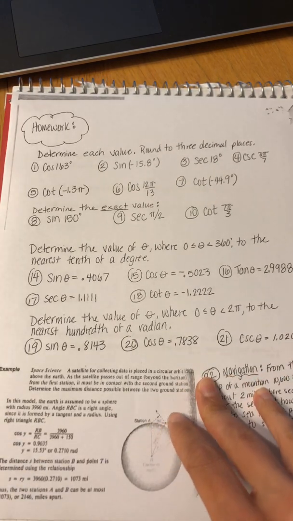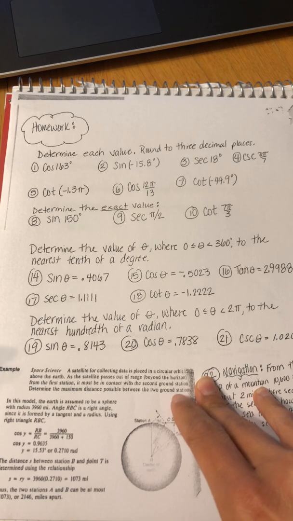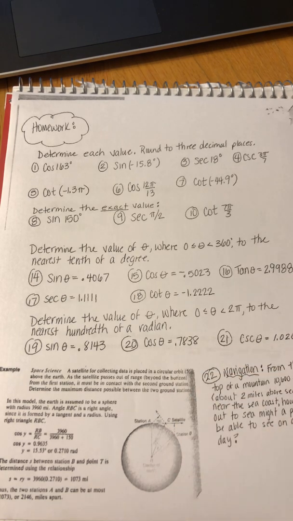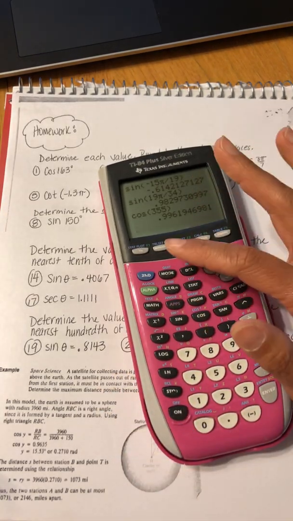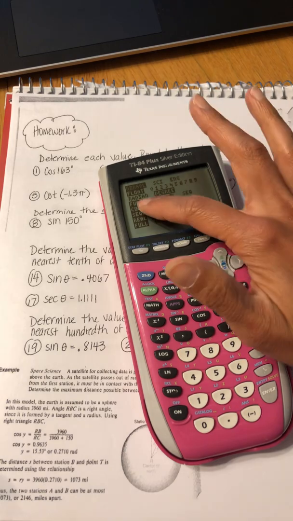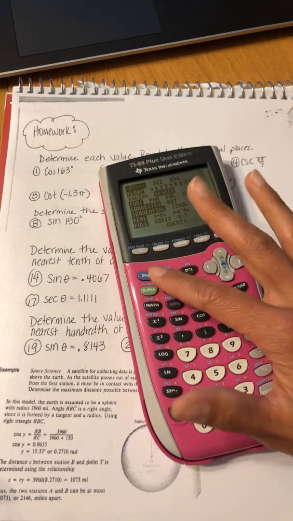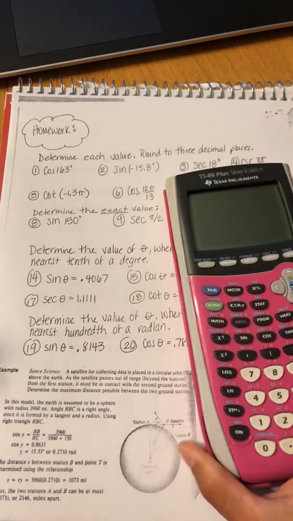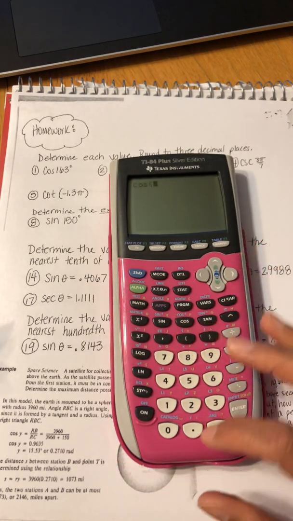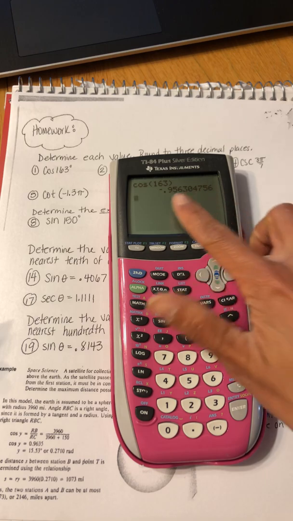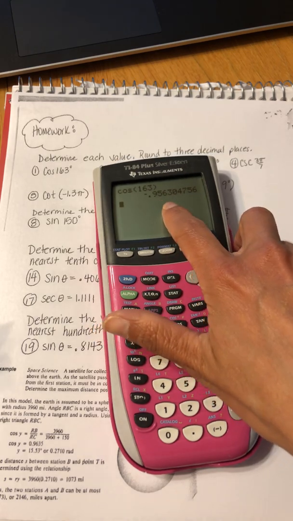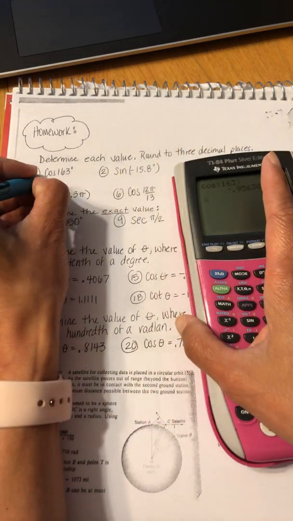All right, so number one, it says to determine each value, round to 3 decimal places. The first one is cosine of 163 degrees. First, I don't remember if the last thing I entered was in degrees or radians. It was in degrees, so I'm good. Cosine of 163 equals, to 3 decimal places, negative 0.956.